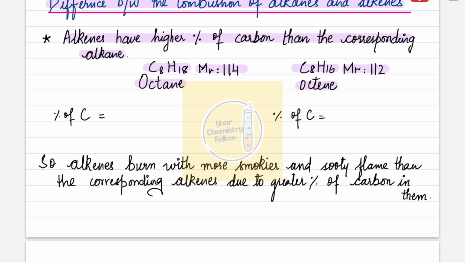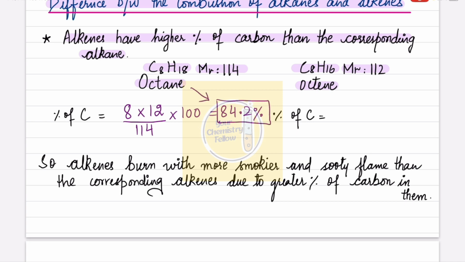Now, as there are 8 carbon atoms in octane and the relative atomic mass for carbon is 12, I will multiply it with 12 and divide it by 114, multiplied by 100. The answer will be 84.2%. This means that 84.2% carbon is present in octane.